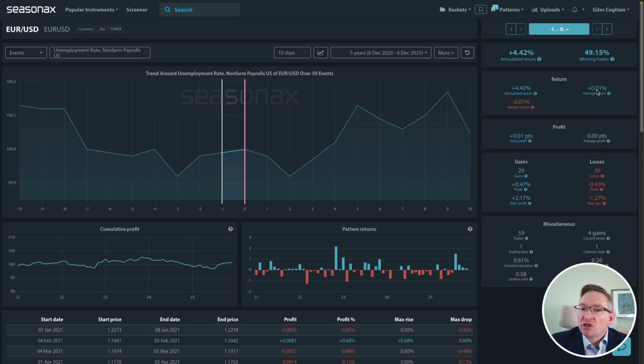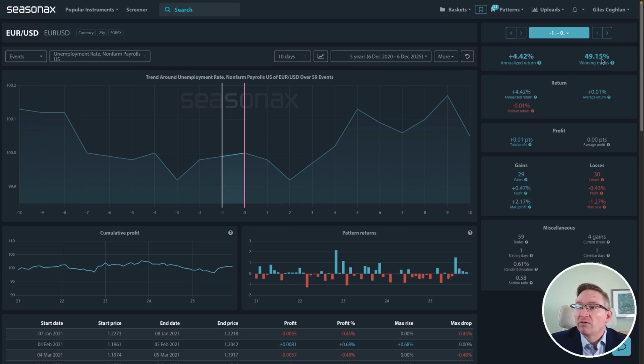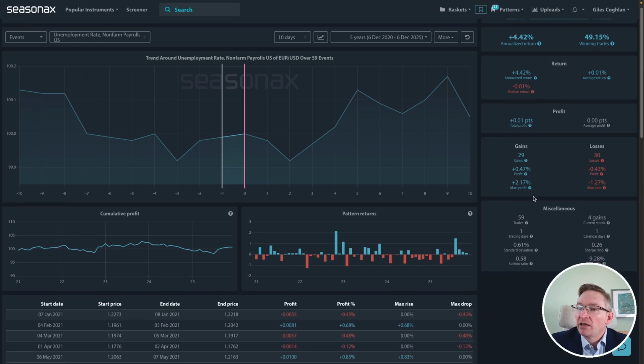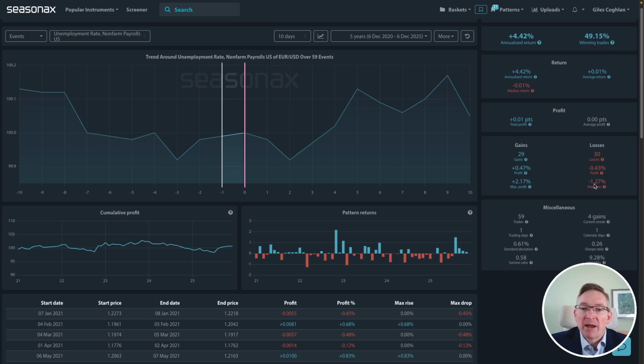This shows you the typical move after the event. But you've also got the median return, which is helpful because it removes outliers and gives you a more stable picture. You then have the percentage of positive and negative reactions. In this instance, it's 49.15% positive winning trades. In other words, the euro dollar gains. And that tells you how often the event moved the market and in which direction. Was it higher or lower? You've also got, which I really like, the maximum gain and maximum loss. This helps you understand the full range of outcomes. There's a maximum 2.17% gain here, and a maximum 1.27% loss here.